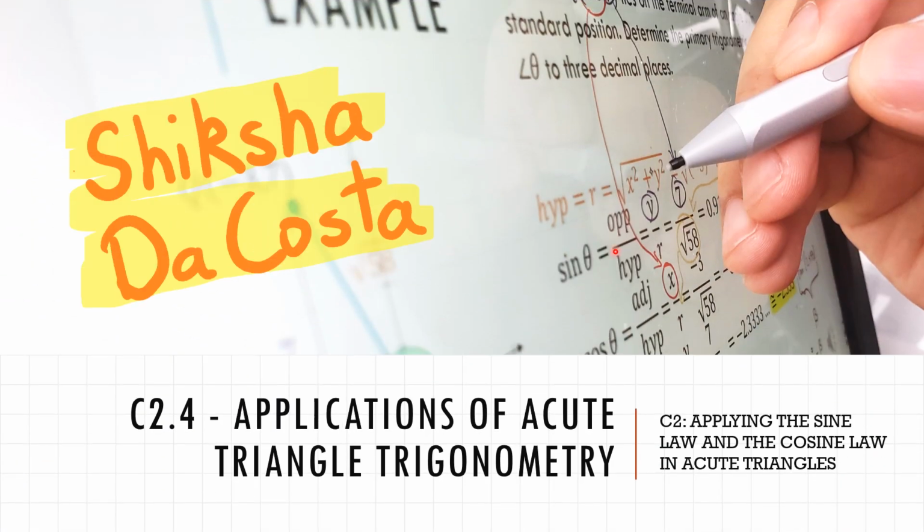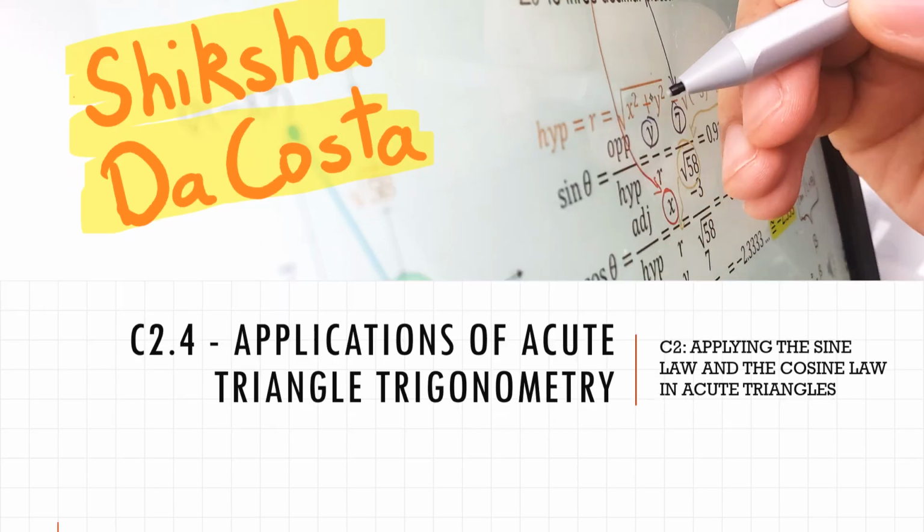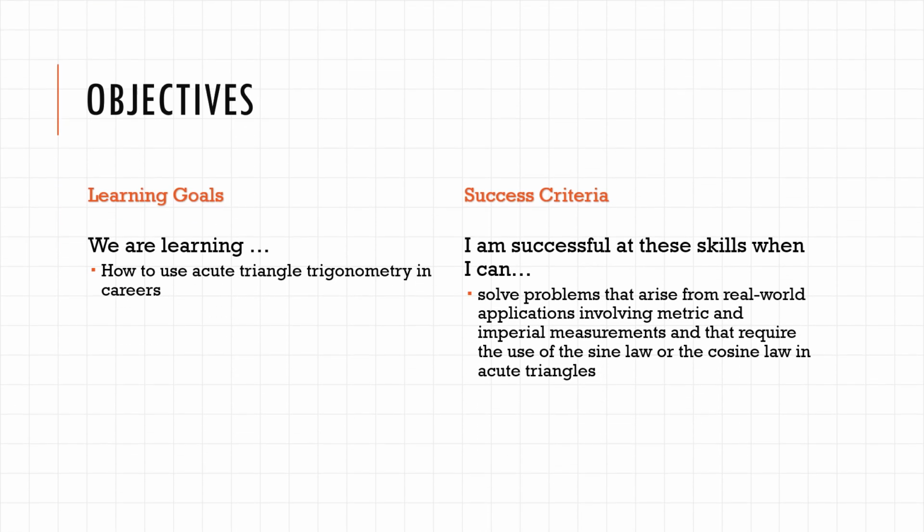Today we're going to be looking at the applications of acute triangle trigonometry. And this is the last lesson in applying the sine and cosine law in acute triangles. As part of this lesson, we'll learn how to use acute triangle trigonometry in various careers, or how it's applied. And of course, you're successful at these skills when you can solve problems that arise from real-world applications involving both metric and imperial measurements, and when those applications also require you to use the sine or cosine law in acute triangles.